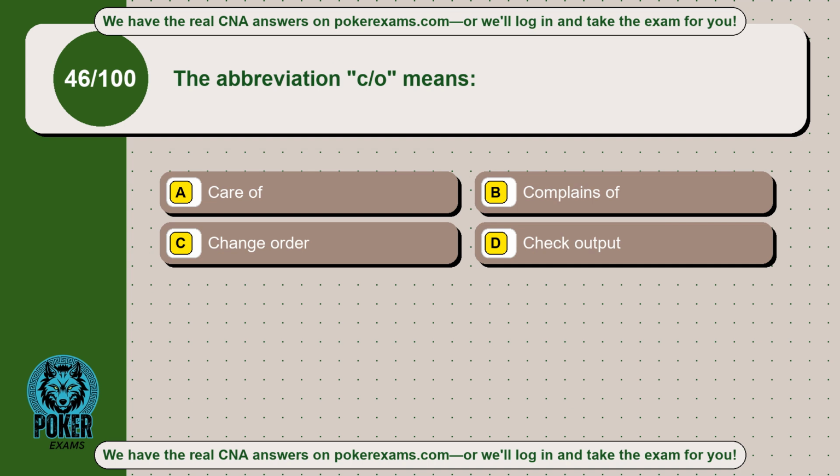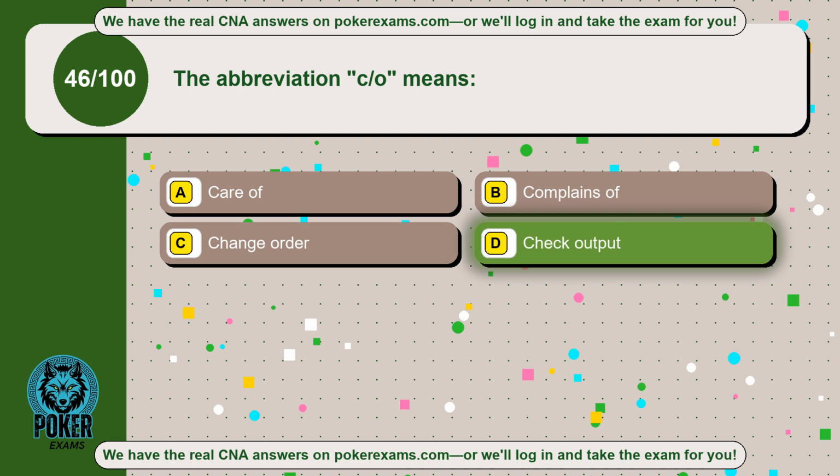Question 46. The abbreviation C/O means Option A, care of. Option B, complains of. Option C, change order. Option D, check output. The correct answer is option D, check output.